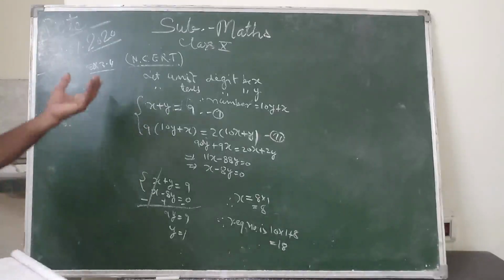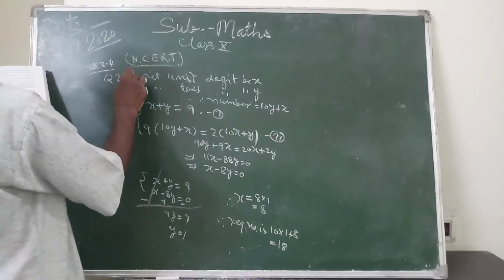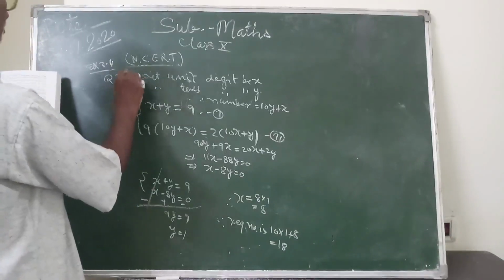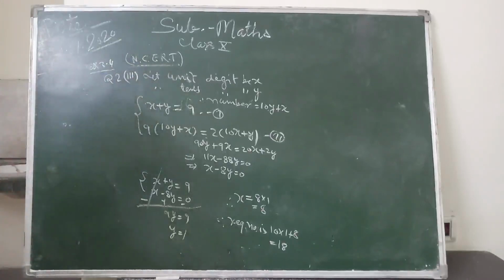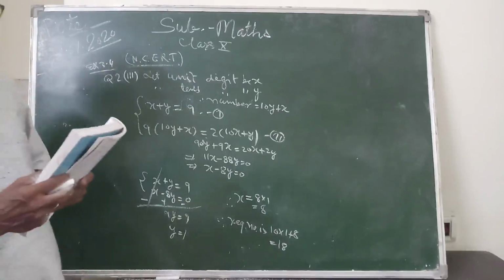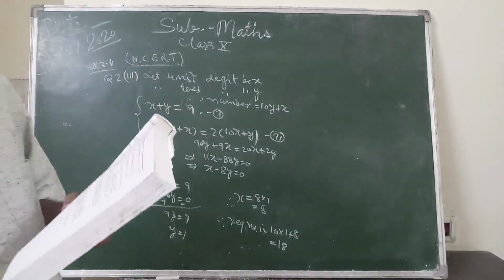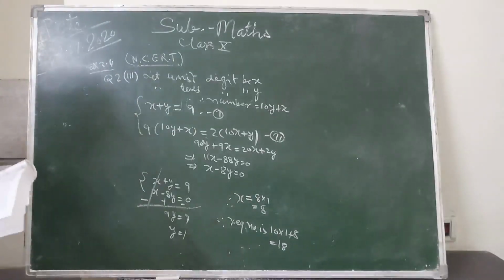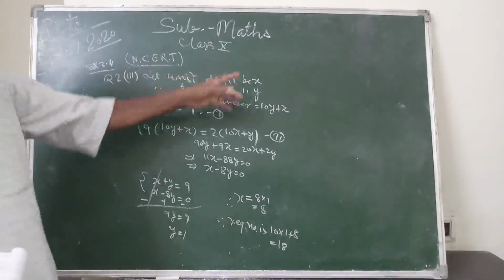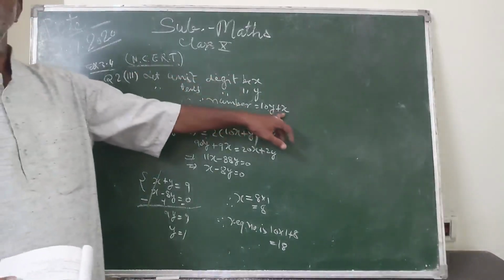Now question 2 part 3. A problem sum. Here it is given the sum of digits of a 2-digit number is 9 and 9 times the number is twice the number obtained by reversing the order of digits. So let the unit digit be x and the tens digit be y. Therefore the number will be 10y plus x.